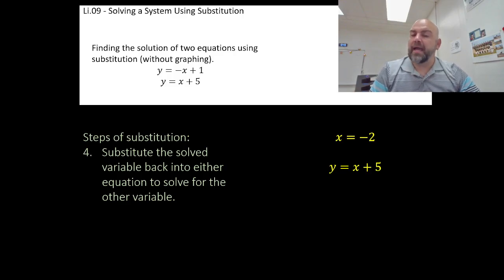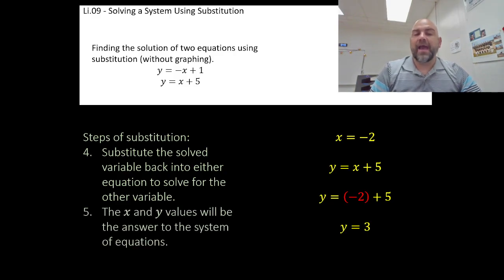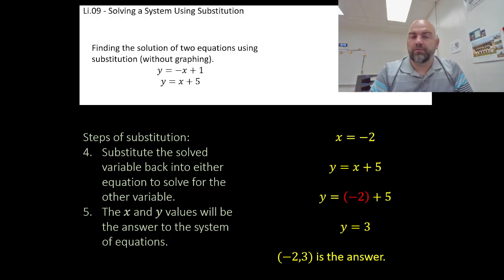And I'm going to plug the negative 2 in for x, so it goes right there. At this point, this one is fairly straightforward, and it's just adding. So we have negative 2 plus 5, so our y value is 3. All right, so we know that our x value is negative 2. We know that our y value is 3, so here's step 5. The x and y values will be the answer to the system of equations. So our answer here is (-2, 3). And that is the point where these two lines meet.